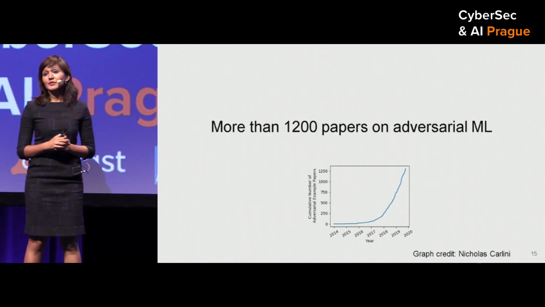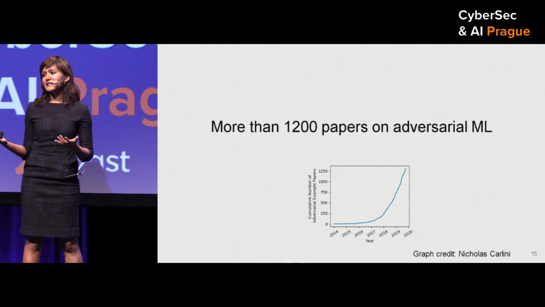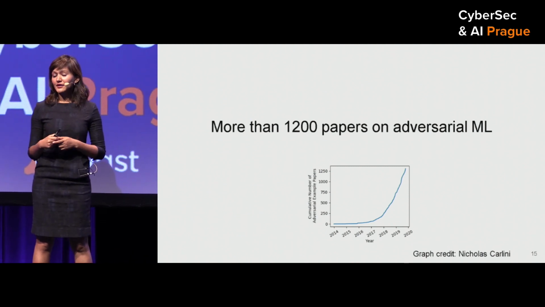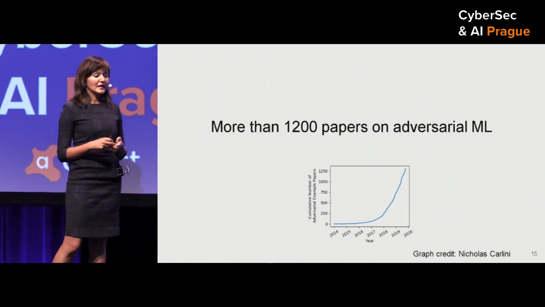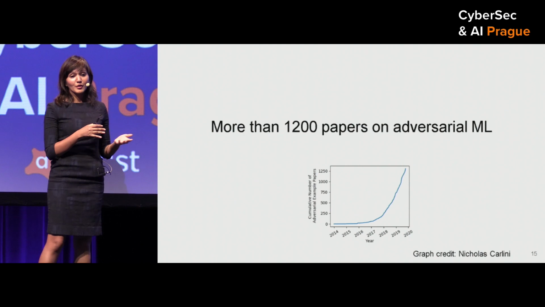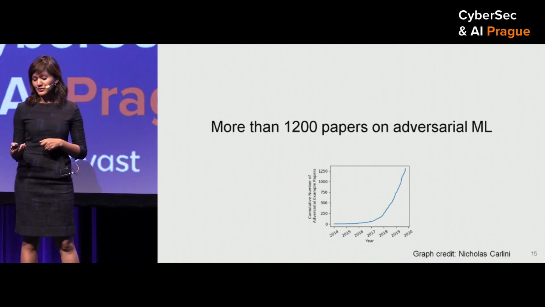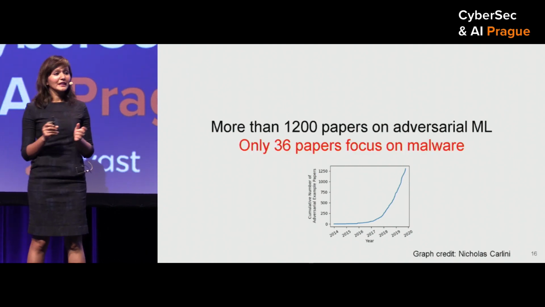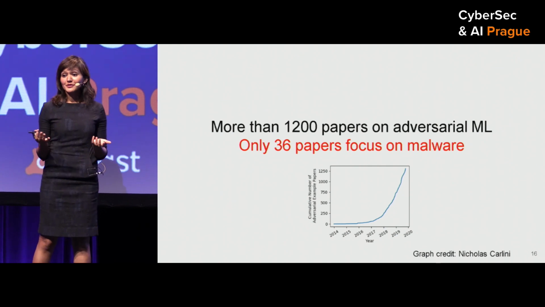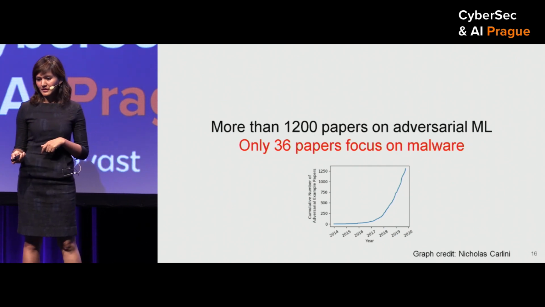Maybe these are some of the reasons why we don't see that much research work on adversarial attacks on malware detectors. Adversarial machine learning is a very rapidly growing field. And since 2014, there have been more than 1,200 papers on adversarial machine learning. But only 36 papers focus on malware. Even though we know that in the real world, real adversaries are trying to evade these malware detectors.